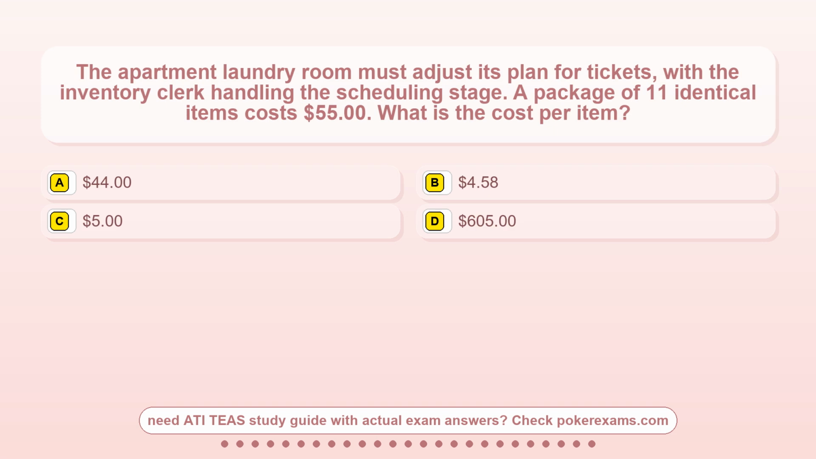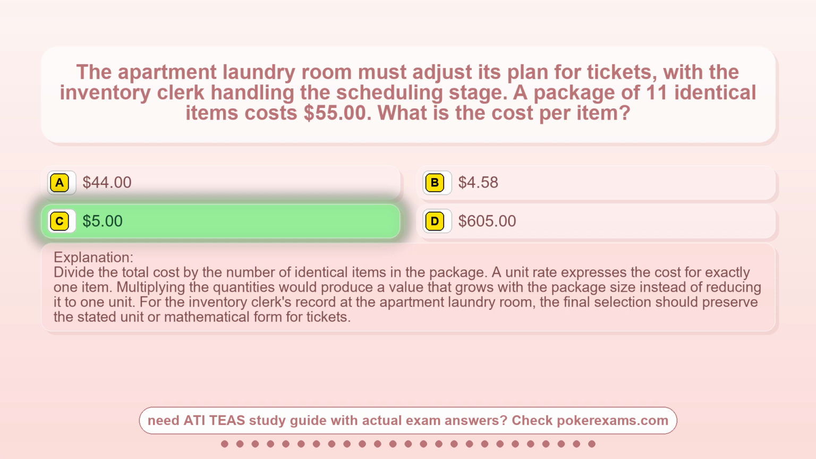Question 24. The apartment laundry room must adjust its plan for tickets, with the inventory clerk handling the scheduling stage. A package of 11 identical items costs $55. What is the cost per item? Option A, $44. Option B, $4.58. Option C, $5. Option D, $605. The correct answer is option C, $5.